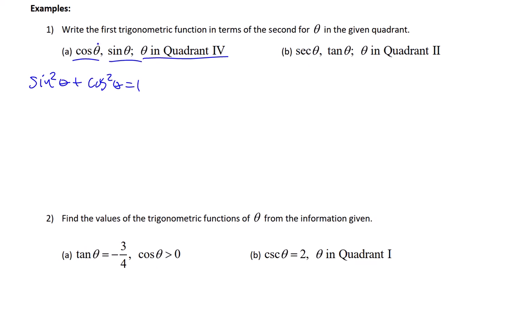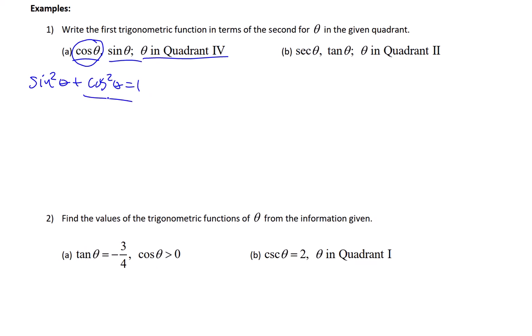Well, the first one that was given in this problem was cosine theta. So what this means is, can we solve for cosine theta? Can we get that by itself and then end up with sine theta on the other side of the equation? Well, I think so. Let's do a little bit of algebra.